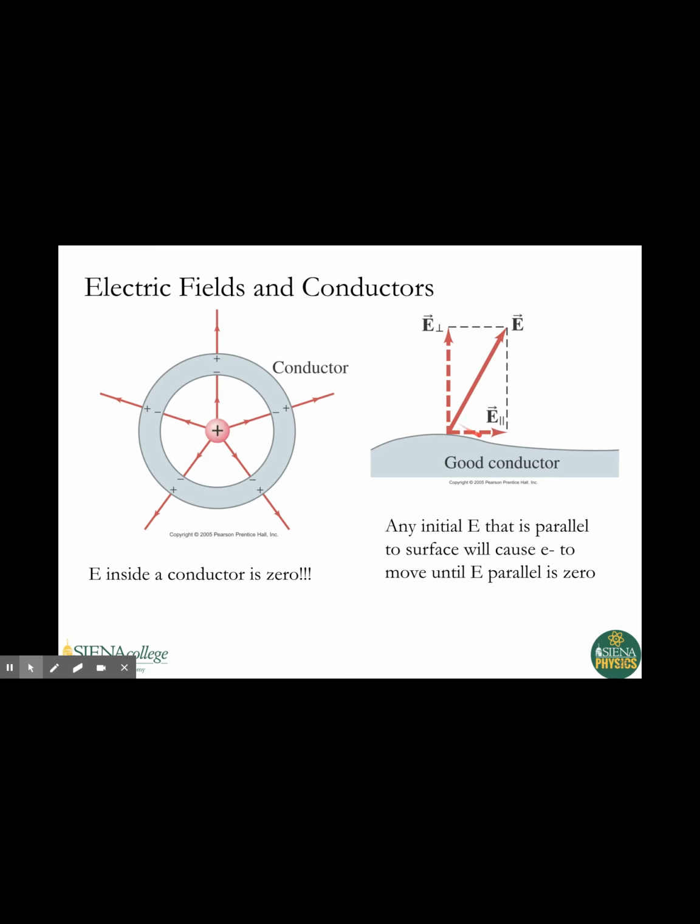And then, since charges can move, any initial electric field that is parallel to the surface will cause electrons to move until this parallel component is 0. So we'll always have an electric field that is perpendicular to the surface. Right here, I have an electric field that's perpendicular to the surface. Inside here, my electric field is perpendicular to the surface. So that's true of conductors, and that's due to the fact that electrons are free to move, and they move instantaneously in reaction to a present field.